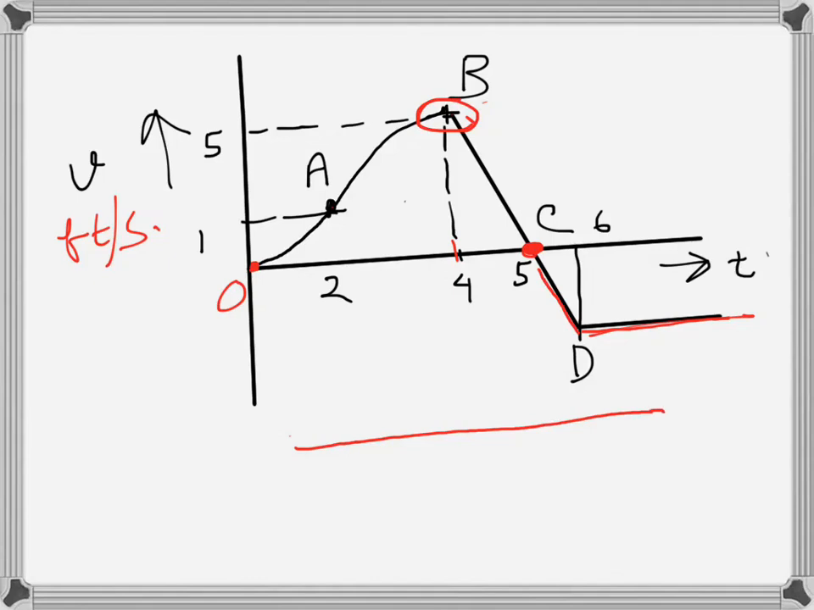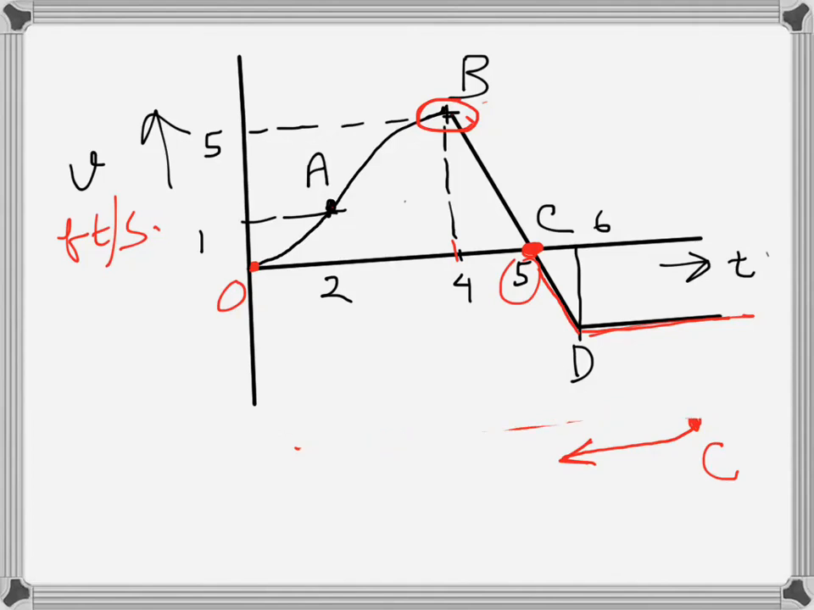So up to C, the displacement is increasing in one direction, and at C the velocity becomes 0 and the particle turns back. So the displacement starts to decrease from C. So C is the point here, which is 5 seconds, when the displacement starts to decrease. So t equals 5 seconds is when the displacement starts to decrease.